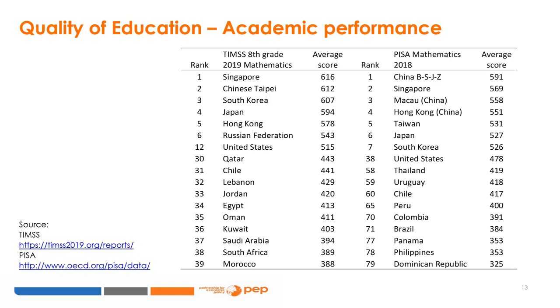This table shows the scores and the countries' ranks for the TIMSS and PISA exams in mathematics. Observe that Singapore, some areas of China, Hong Kong, and Japan have among the highest scores in both tests. On the other hand, countries in Africa, South and Central America, as well as the Middle East, have among the lowest scores.